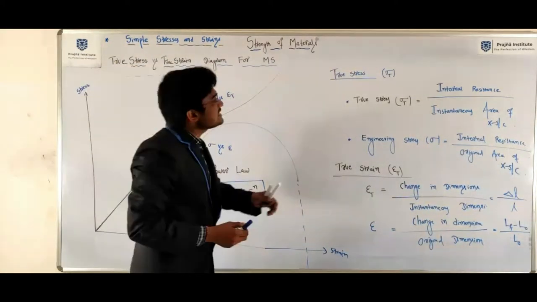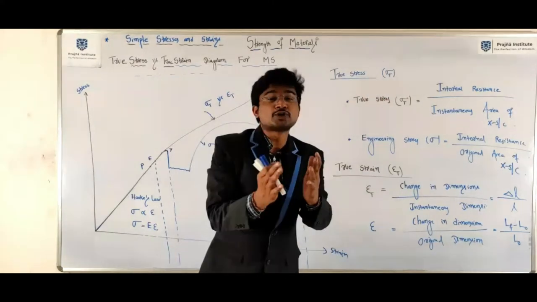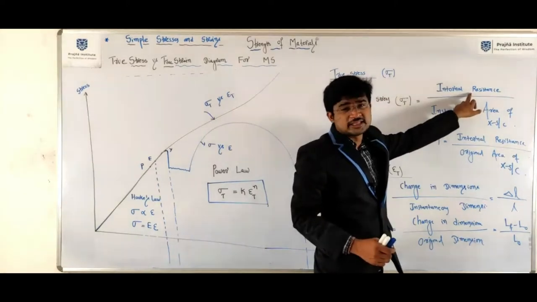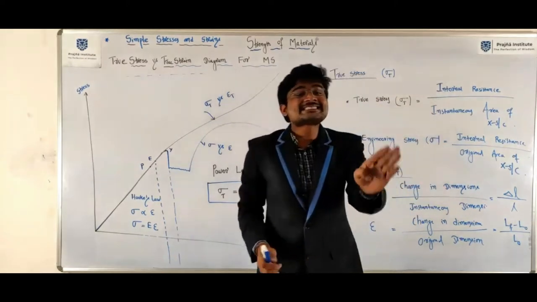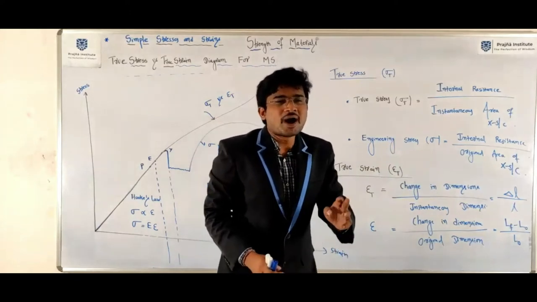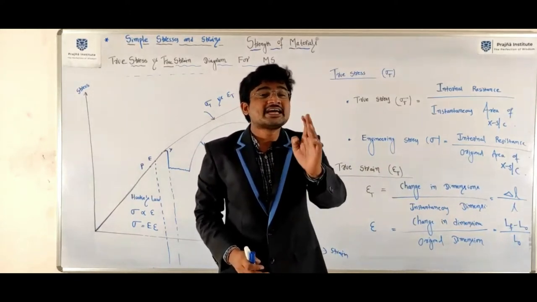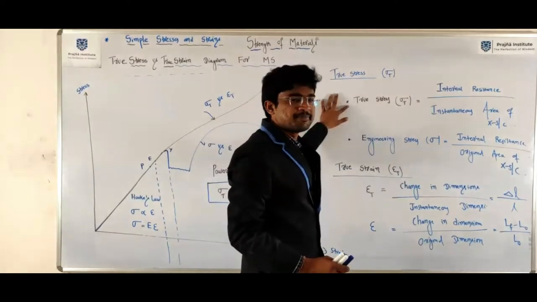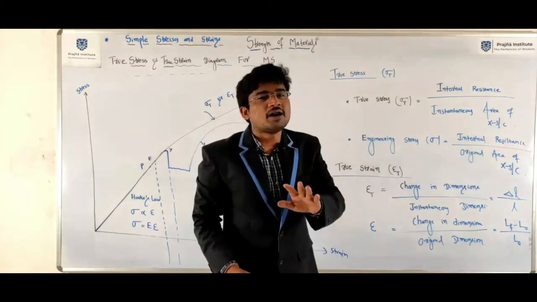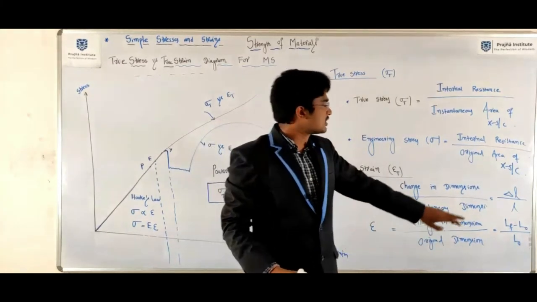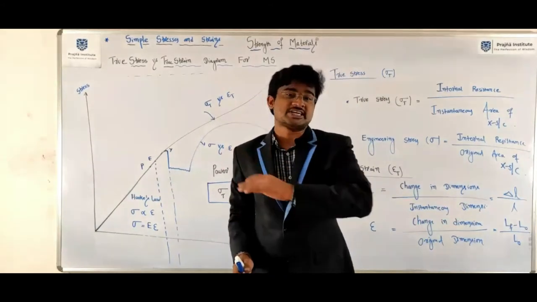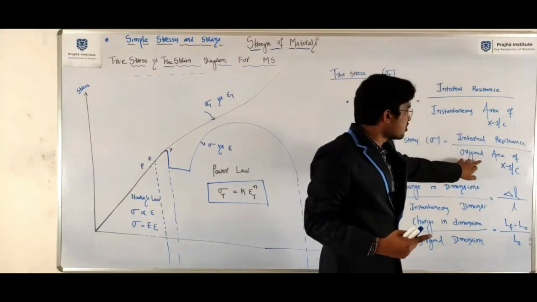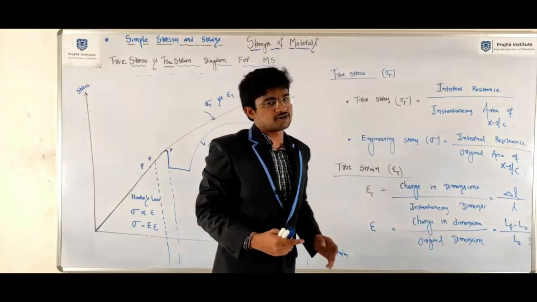Okay. Here, what is meant by true stress? True value is nothing but internal resistance offered by the body per unit instantaneous area of cross section. What is the area of cross section at that particular instant of time? That will give true stress. Engineering values are all calculated with reference to the original dimensions. To calculate engineering stress, internal resistance is offered by the original area of cross section.